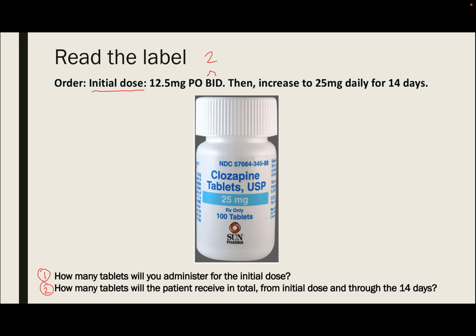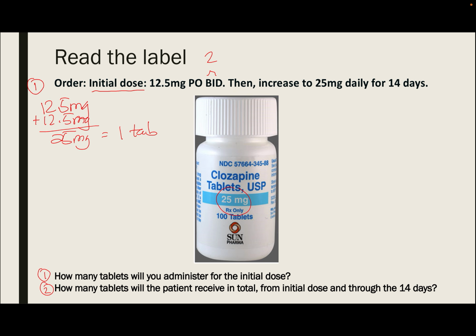It's going to give you 1. So 12.5 plus another 12.5 will give you 25 milligrams. And look at your bottle. It is 25 milligrams. That means you're giving them one of these tablets. So 12.5 milligrams, BID means twice, so plus another 12.5 equals 25 milligrams. This equals 1 tablet. That's number 1. So you need to make sure that we understand that initial dose.